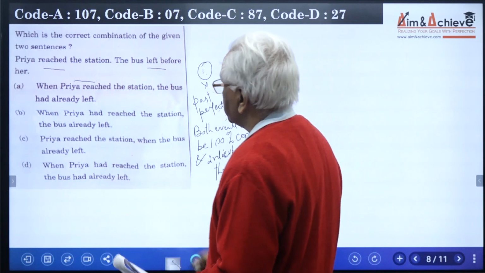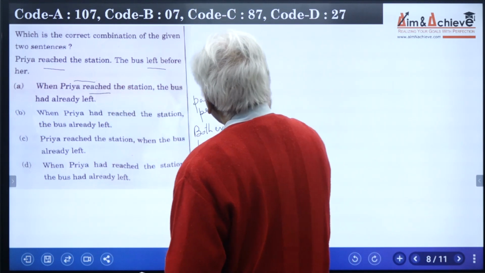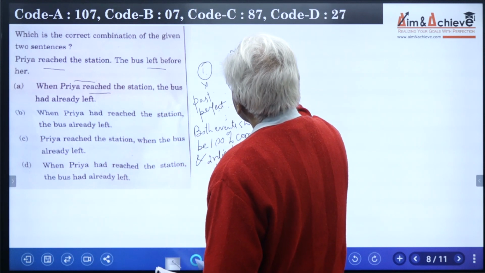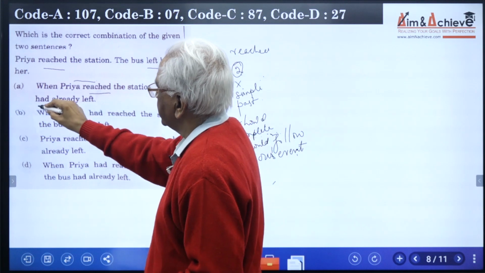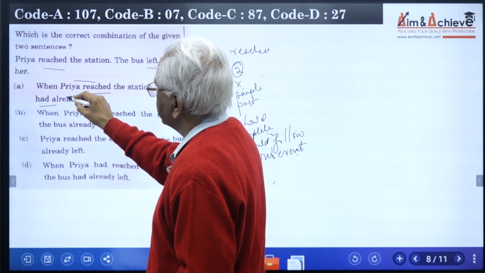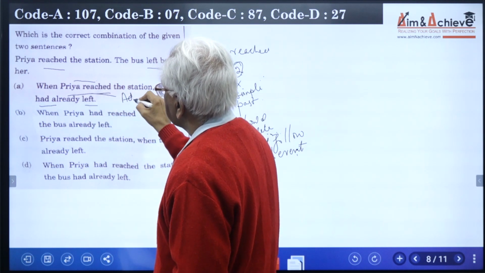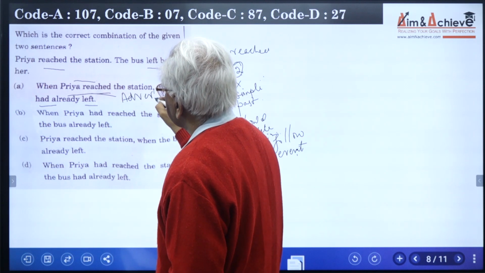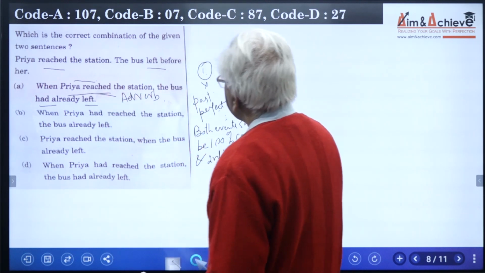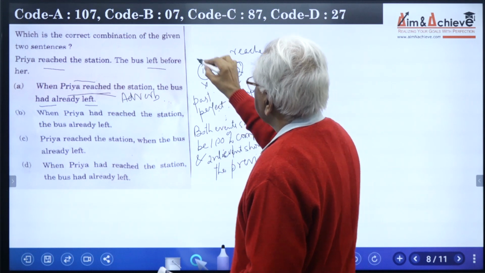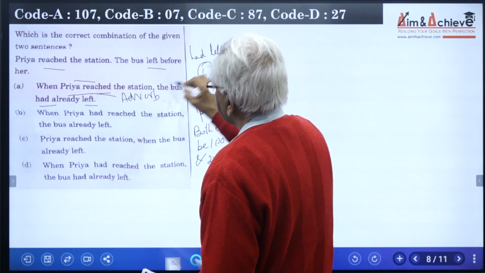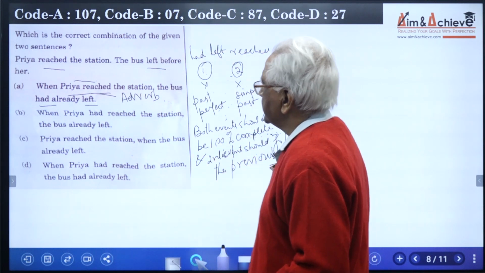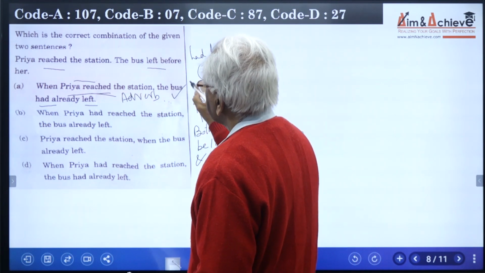When Priya reached the station, reached is alright. The bus had already left. Had left. Already is an adverb. So that means the requirements of tenses are right. Here it becomes had left. That means option A is the correct answer.